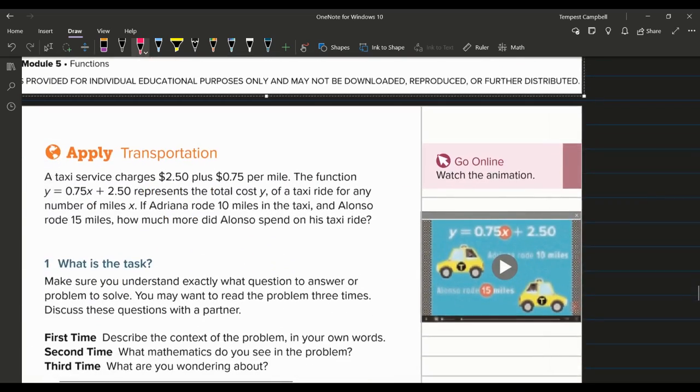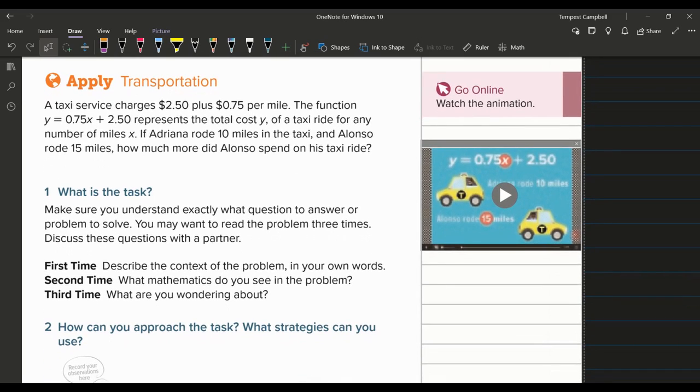Now let's go to the next. We're going to look at the apply problem. So we have a taxi service that charges $2.50 plus 75 cents per mile. The function, so they do give us our function, our slope-intercept, represents the total cost in y. So that's what our y values represent. And then our number of miles is our x.